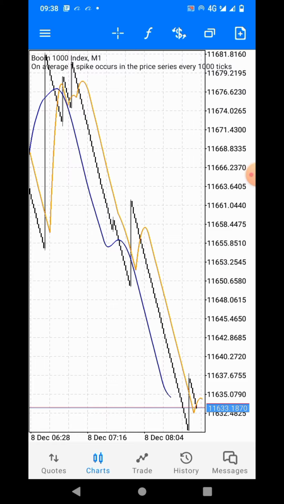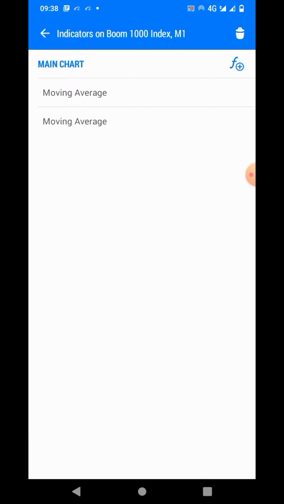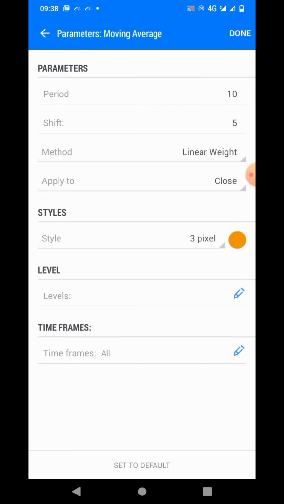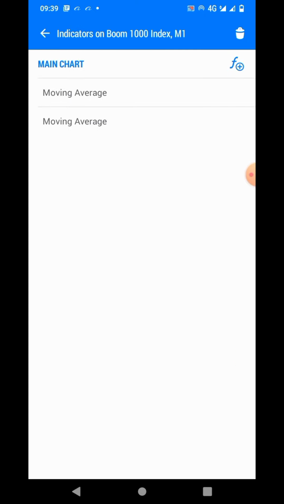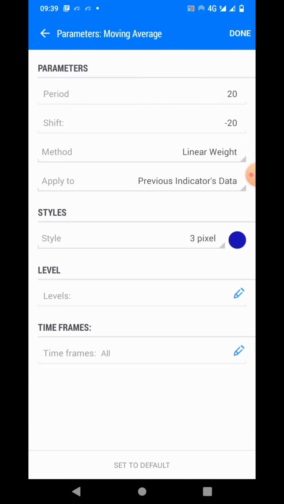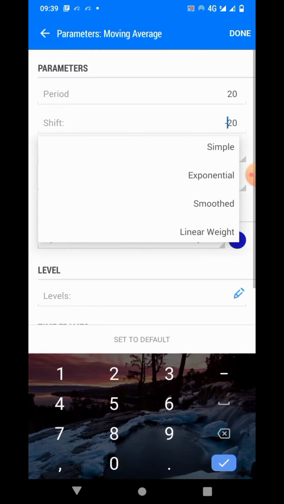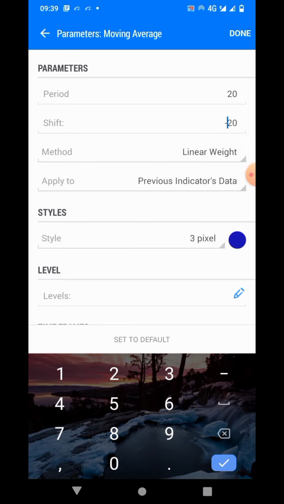So guys, let me show you the settings. Okay, we have the moving average, period 10, shift 5, method linear weight, apply to close, style color yellow. When you're done, you just click on done. And the next one, we have period 20, shift minus 20, method linear weight, apply to previous indicator data, style 3 pixel, color green.